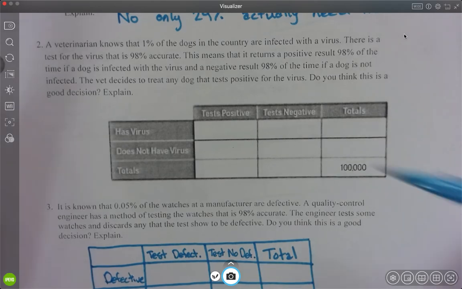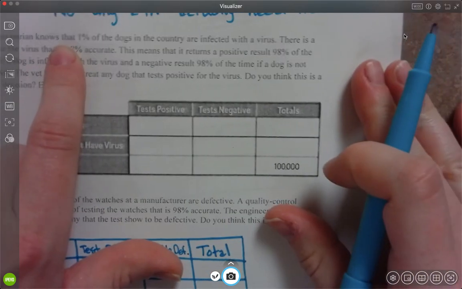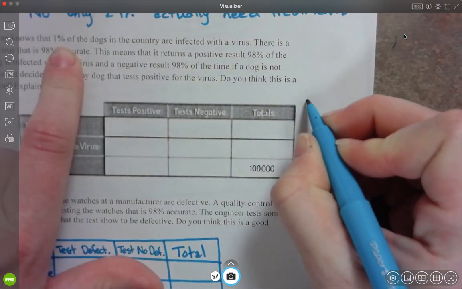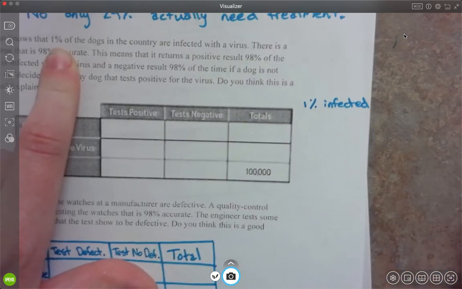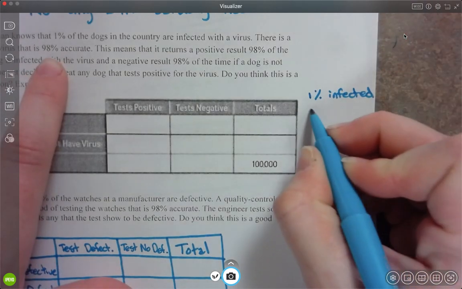All right, I'm going to go through this one a little bit faster. So a veterinarian knows that 1% of dogs in the country are infected. 1% infected. Okay, and our test for the virus is 98% accurate.